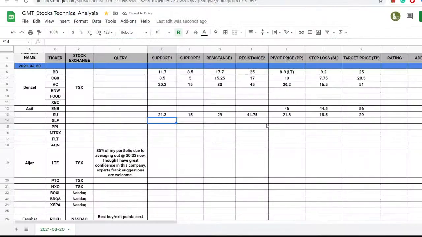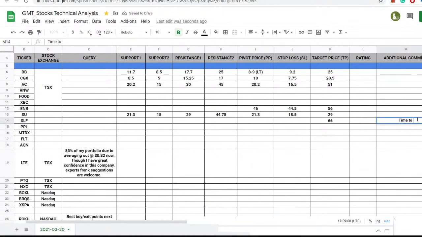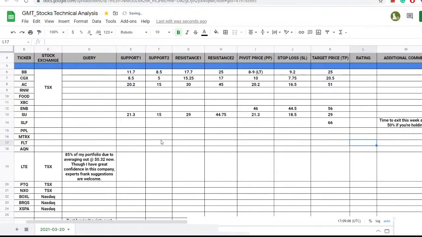Right. Okay, so we'll say target of 66 and time to exit this week. Take profits of at least 50%, and secure the principal amount out.